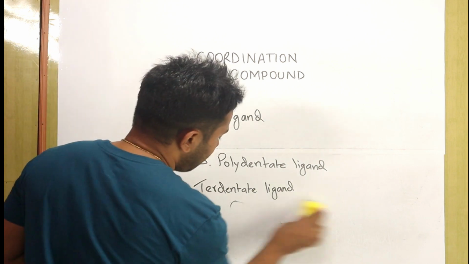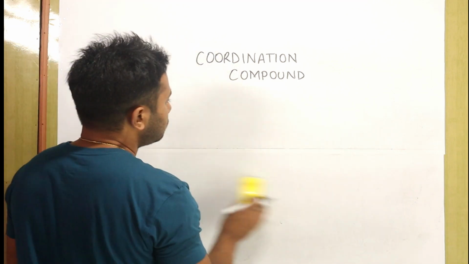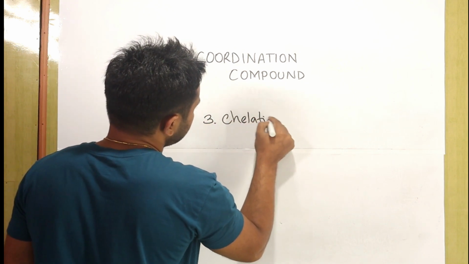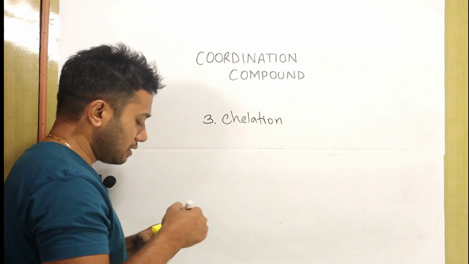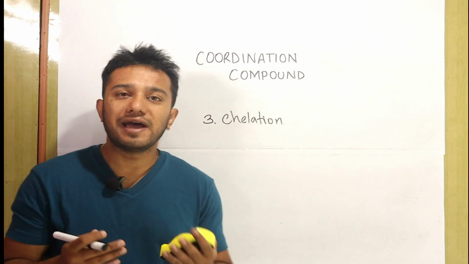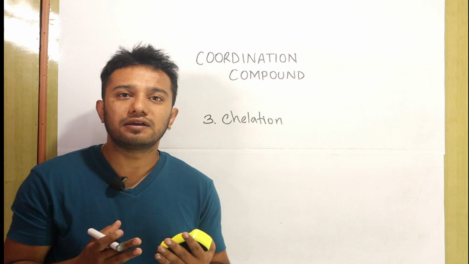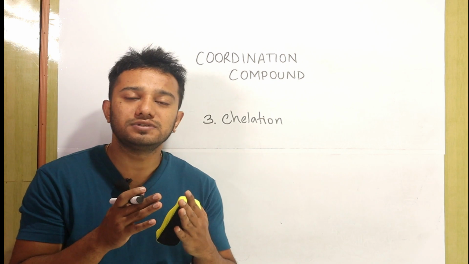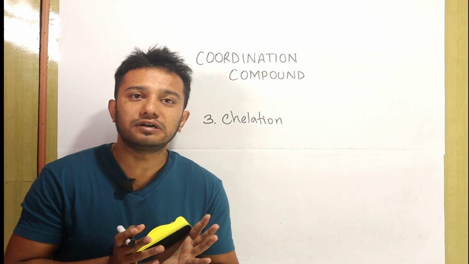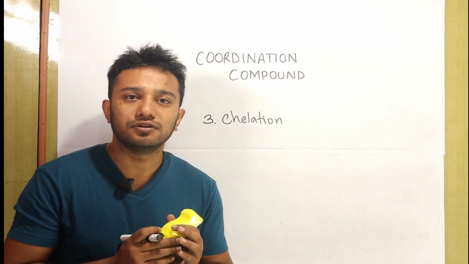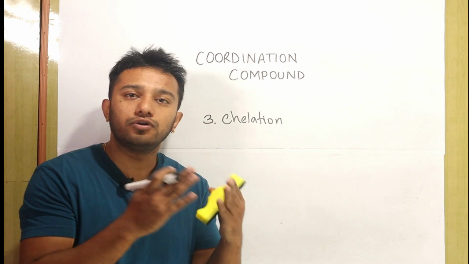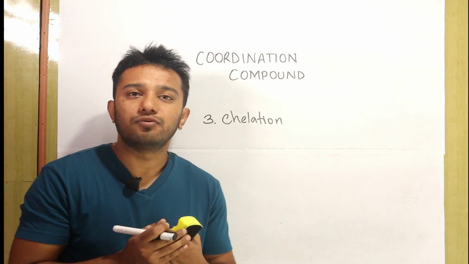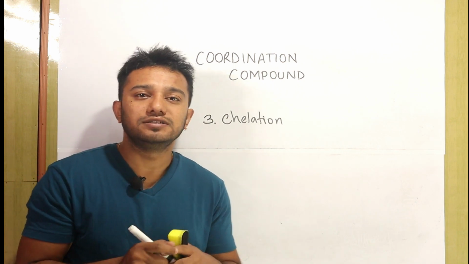So next we have chelation. So those bidentate ligands which make coordination bonds with the metal ions using both of their donor atoms, and form a ring structure, it is known as chelation. So they will have 2 donor atoms. Both the donor atoms will make coordination bonds with the metal ions, and they will form a ring structure, and we call it chelation.